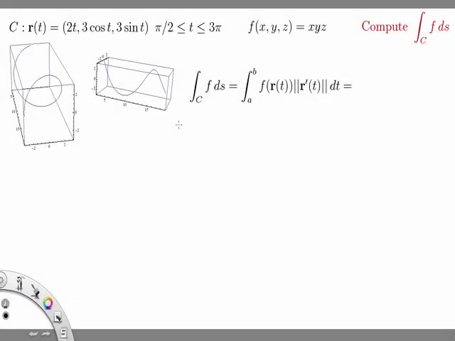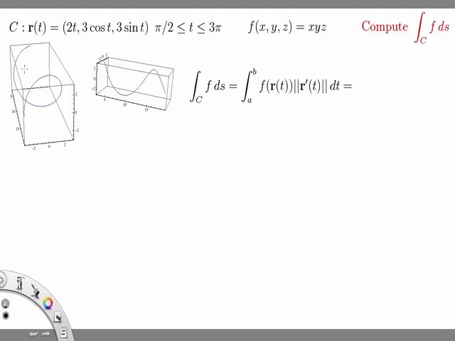Let's work through an example of computing a curve integral over a curve in R3. So we have our function f of x, y, z that's defined on R3 to be equal to x times y times z, and our curve C is given by the parameterization r of t equals 2t, 3 cosine t, 3 sine t, where t runs from pi over 2 to 3 pi.